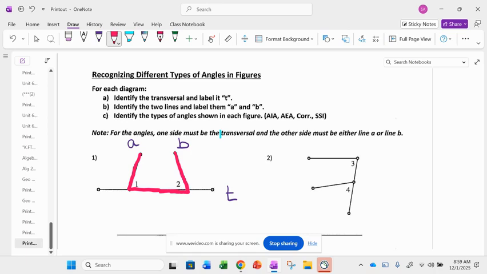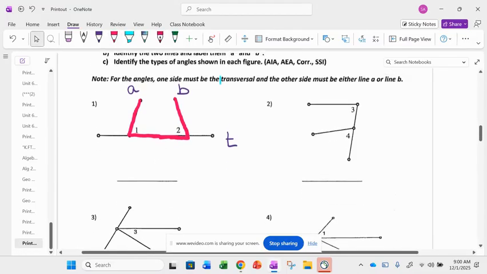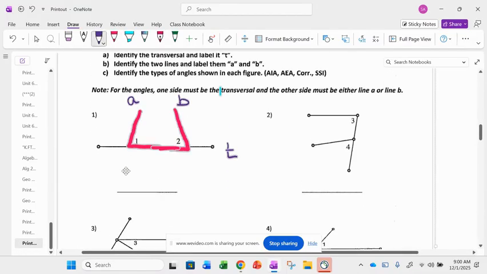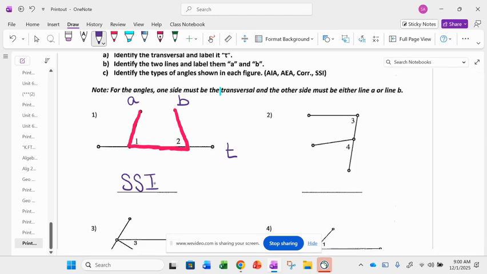Does anybody see any letter that I just made here? It does look like a C. So now we have to think, okay, well, we just made a C and we double check our angles 1 and 2 in the armpits of that C. Yes. So now which type of angle goes with the C? Is it AIA, AEA, core, or SSI? Stella. It is SSI. So then we write in the open space, SSI, same side interior.